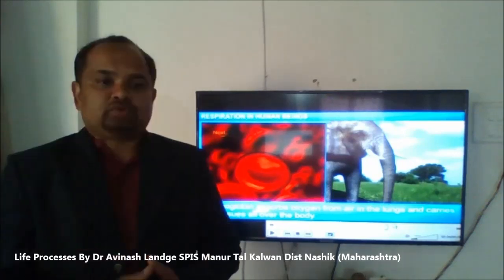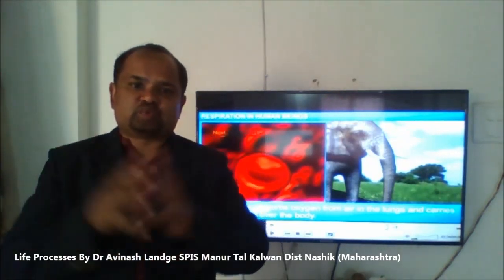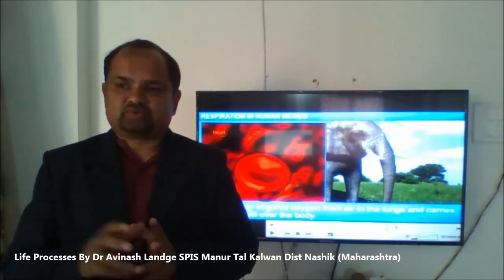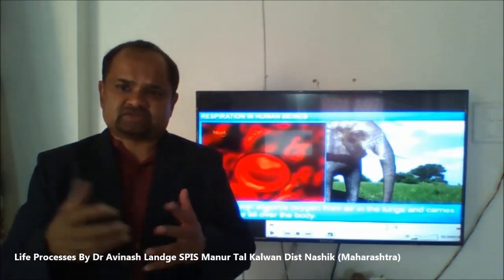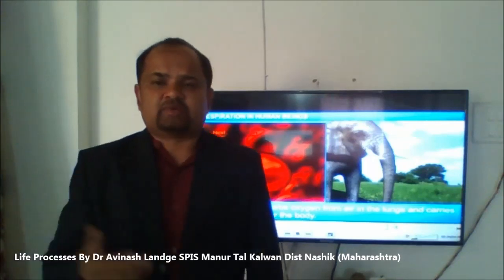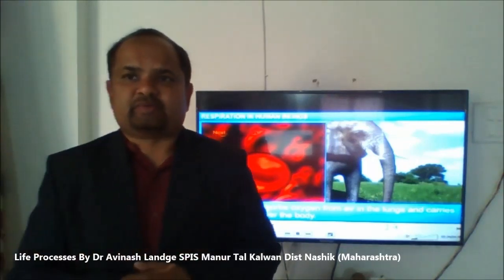what happens in unicellular organisms. Unicellular organisms' body is exposed to the environment. So with the help of the process of diffusion they can exchange gases or some material also, like oxygen they can take in and carbon dioxide can be sent out because the surface area is exposed to the environment.